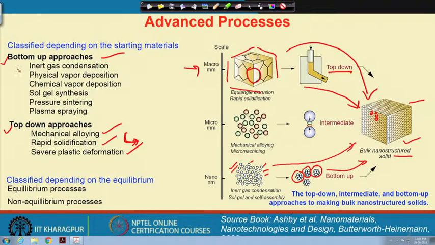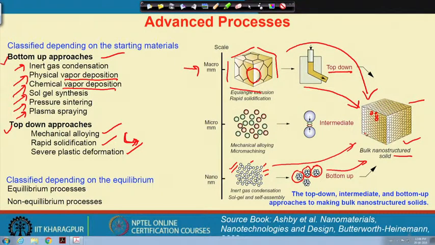Now, in case of these bottom up approaches, there are several approaches like inert gas condensation, physical vapor deposition, chemical vapor deposition. These are very common vapor deposition techniques, and sol gel technique, and pressure sintering or plasma sintering or plasma spraying, and so on. So, in case of, let us say, if we again think about these top down processes, meaning from a larger scale, we can tune finer structure inside it.